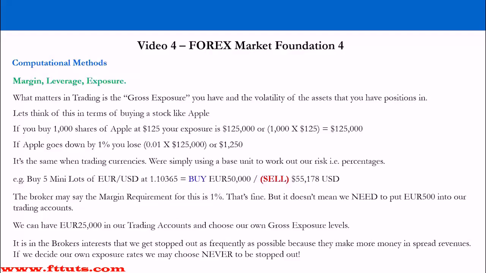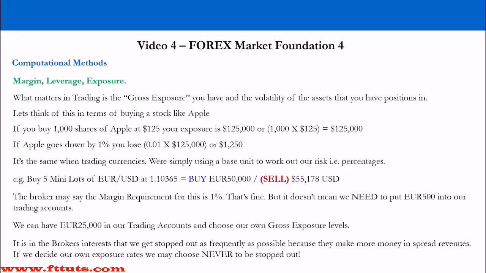Well, that's totally fine, but it doesn't actually need to be 500 euros that you deposit in your account. What you could do is put 25,000 euros in your trading account, and you basically choose your own gross exposure level. Therefore, you're choosing your own leverage. So if you put 25,000 in your account and decide that your position size is going to be 50,000 in the base currency, then you've chosen your own leverage. You've decided that you're going to be 2 times exposed, so a 50% margin requirement.